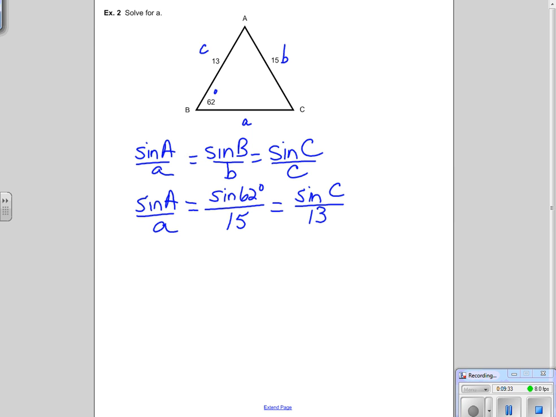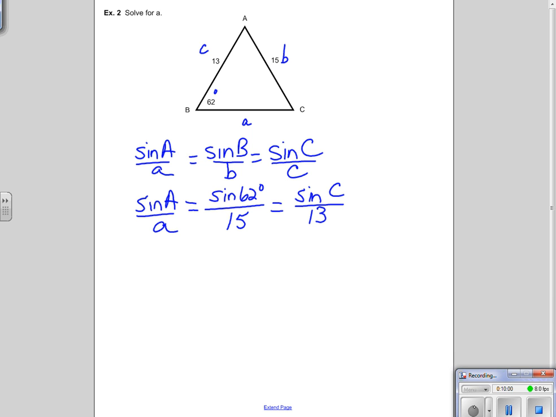Well, at the moment, I can't solve for angle A or side A. There's too much missing information if I were to try to solve that ratio. Two unknowns. I couldn't do that. So I am going to look to the right, and I am going to solve for angle C. Once I have C, and I already have B, I can find angle A and work from there.